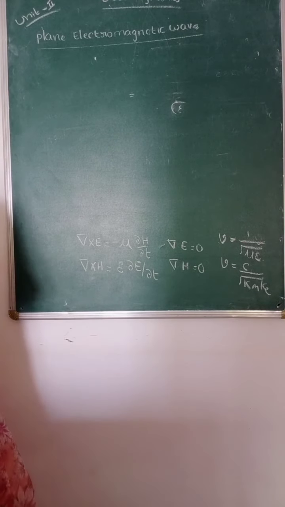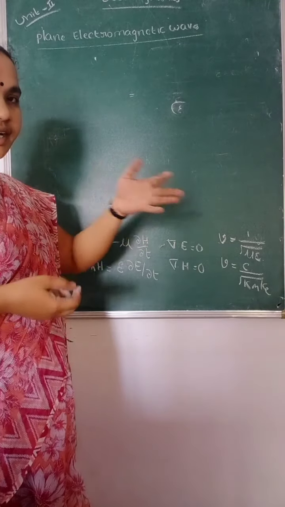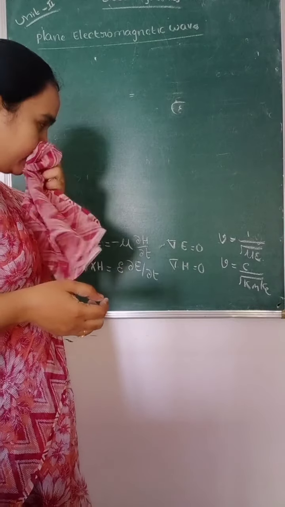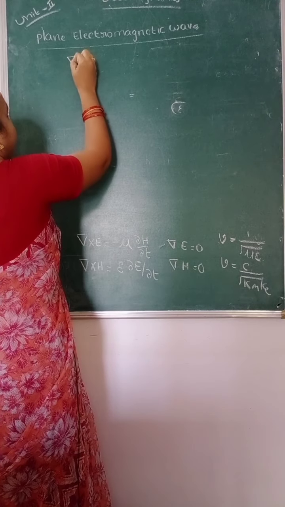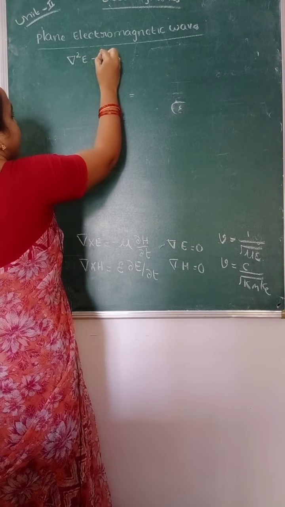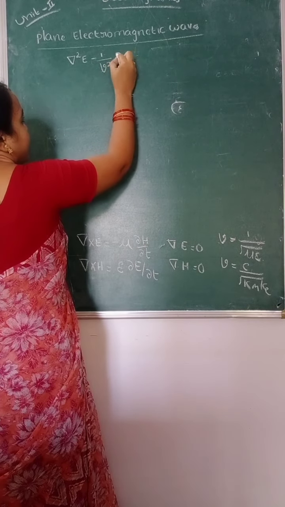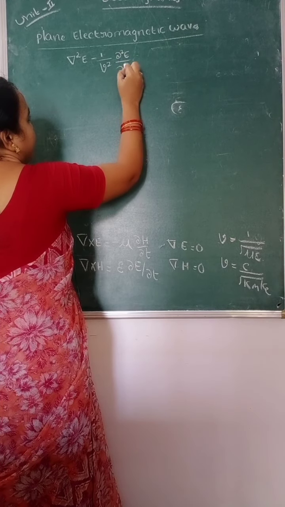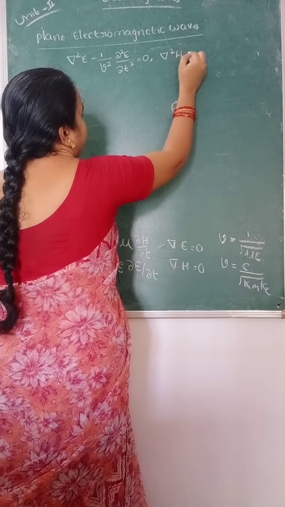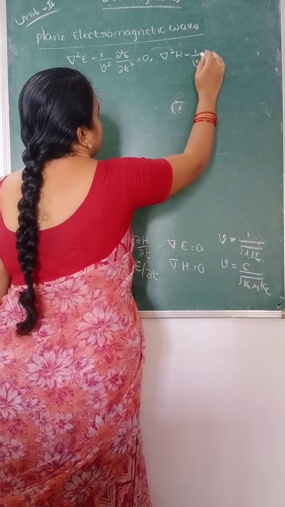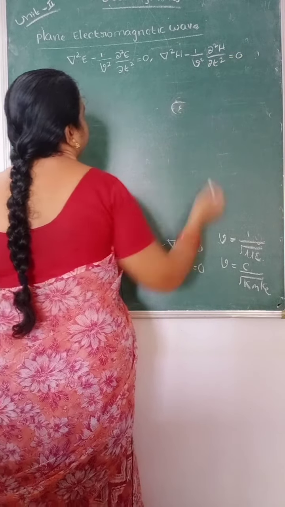Next, to find out the directions of these electric and magnetic field vectors in the isotropic dielectric medium, we write down the two wave equations. Mu epsilon is replaced with 1 by V square, that is del square E minus 1 by V square dou square E by dou t square is equal to 0 is one of the wave equations, and del square H minus 1 by V square dou square H by dou t square is equal to 0. This is the other wave equation.